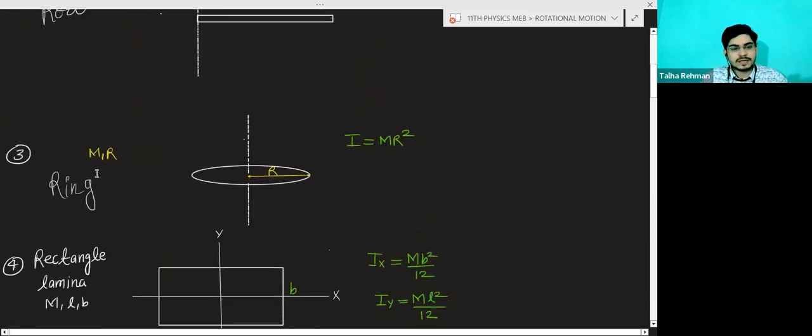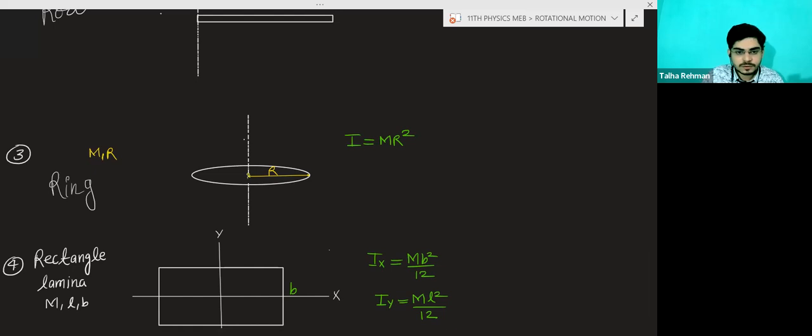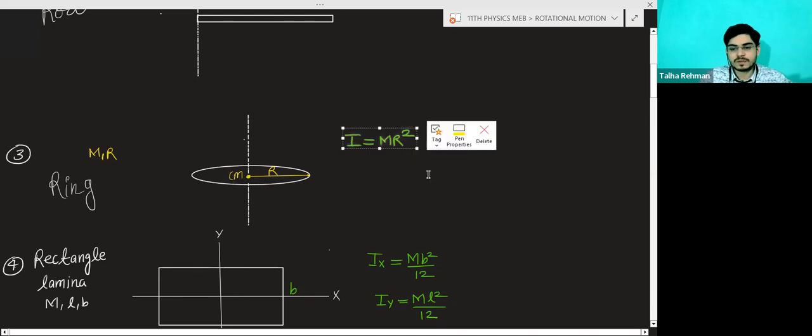After this we have the ring. The moment of inertia of a ring having mass m and radius r. So now there is a ring. The mass of the ring will be on the periphery of the ring, and here there will be no mass. So we want to find the moment of inertia of this ring about an axis passing through the center of mass. So here will be the center of mass. About this axis it will be mr square, mass into radius square.